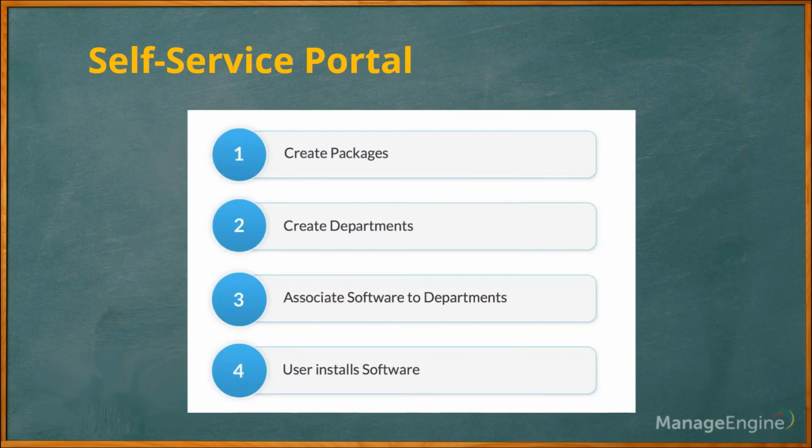So we create a package. From the package list, we associate it with the department. We create the departments on the custom group, and once we publish it, we have the user install the software.